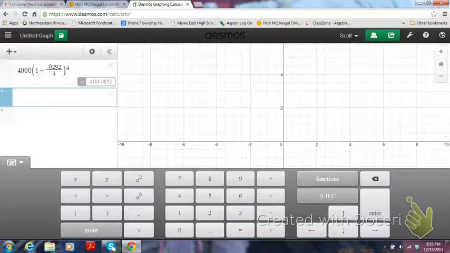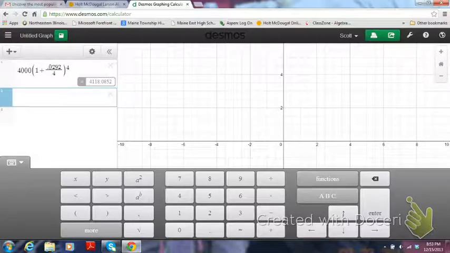As you can see, the final amount is $4,118.09. Now remember, anytime there's a money problem, we usually just go to the nearest penny, which is the hundredth, right? Second decimal place.